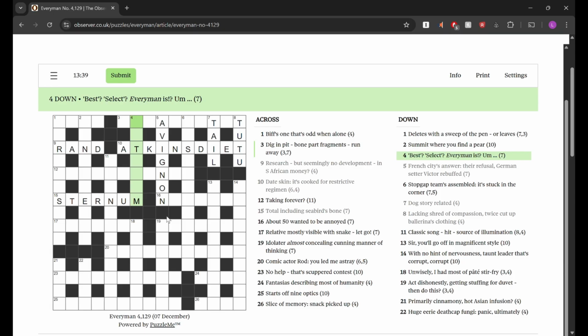Let's go 4 down. Does this help? Best select everyman is. I wonder if we're keeping as it is. Everyman would be me or I. I am.